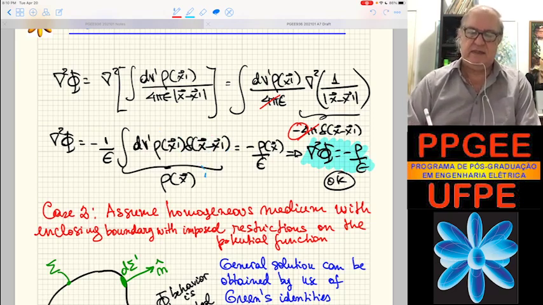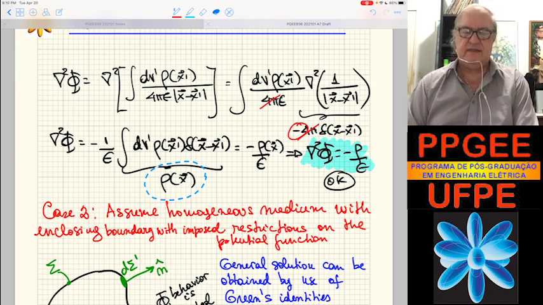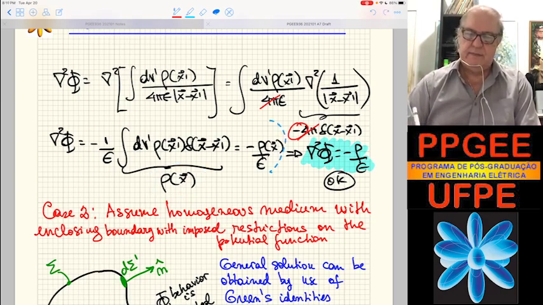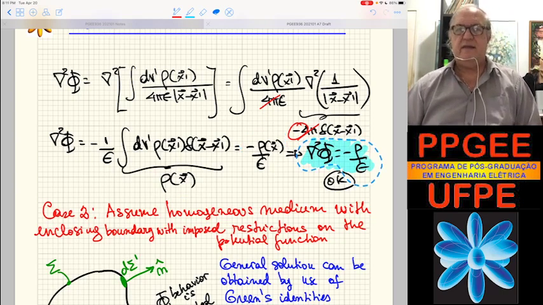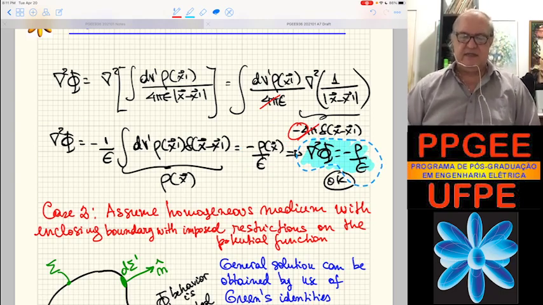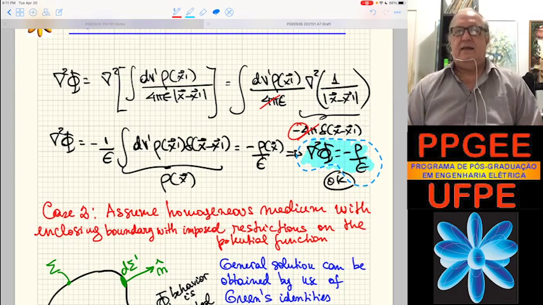And of course, the integral gives rho of x at point x, which is the point where we are calculating the Laplacian of phi. So that's the result we got, Poisson's equation. Indeed, the integral expression satisfies Poisson's equation. Okay.